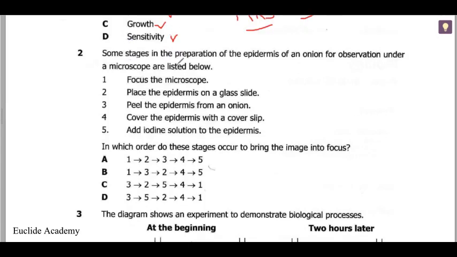Question 2. Some stages in the preparation of the epidermis of an onion for observation under a microscope are listed below. So these are the stages in the observation of the epidermis of an onion. We have focus the microscope, place the epidermis on a glass slide, peel the epidermis, cover the epidermis with a cover slip, add iodine solution to the epidermis. So from these stages you have to group them together.